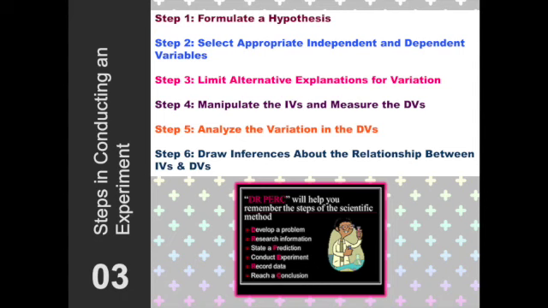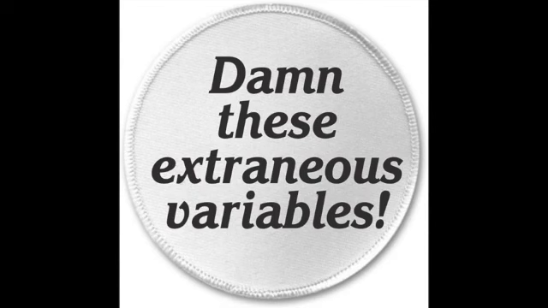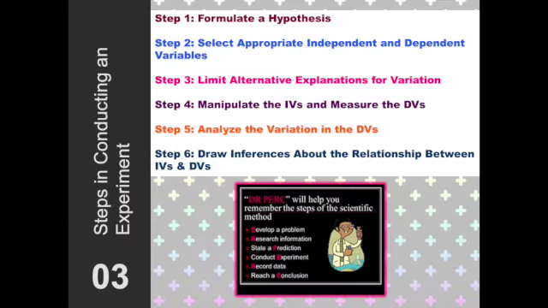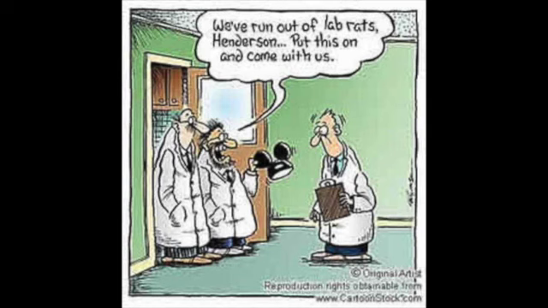So step 3 is to consider what other variables besides the independent variable could affect the dependent variable, and then think of ways to control or eliminate them. In other words, limit alternative explanations for the variation so that you can be confident that the only thing affecting your DV is the IV, theoretically. Step 4 is to manipulate the IVs and measure the DVs. In other words, step 4 is to go ahead and carry out the experiment.